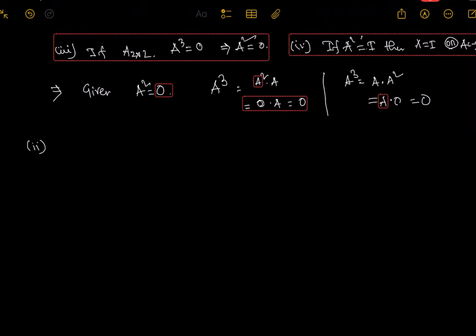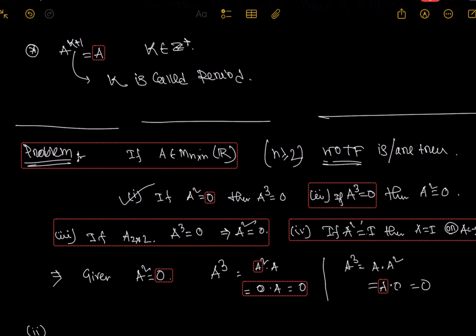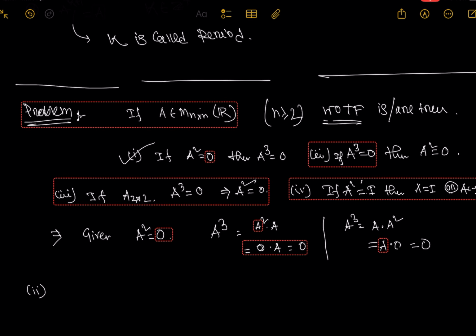What is the second option? For the second option, we can see that the given condition is: if A cube equal to 0, then A square equal to 0. Okay, A cube is 0, but then we must prove that A square equals 0. This method does not hold because we can go from lower dimension to higher dimension, but we don't go from higher dimension to lower dimension.